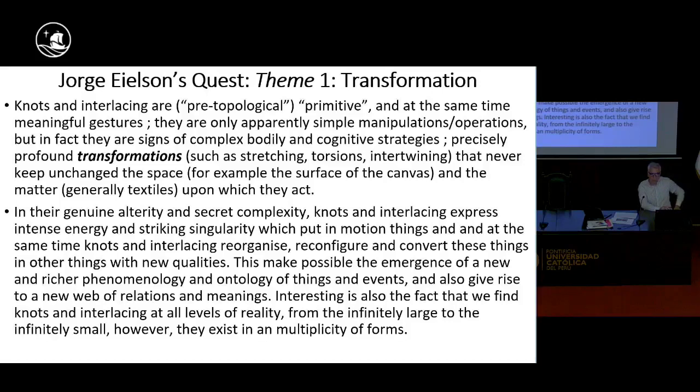Now, in their genuine alterity and secret complexity, knots and interlacing express intense energy and striking singularity, which put things in motion, and at the same time reorganize, reconfigure, and convert these things into other things with new qualities. This makes possible the emergence of a new and richer phenomenology and ontology, philosophically speaking, of things and events, and also gives rise to a new web of relations and meanings.